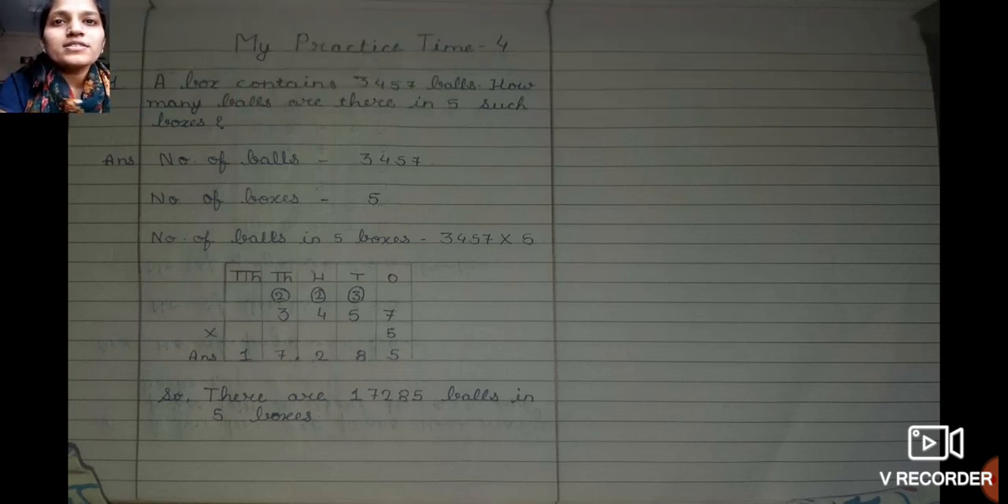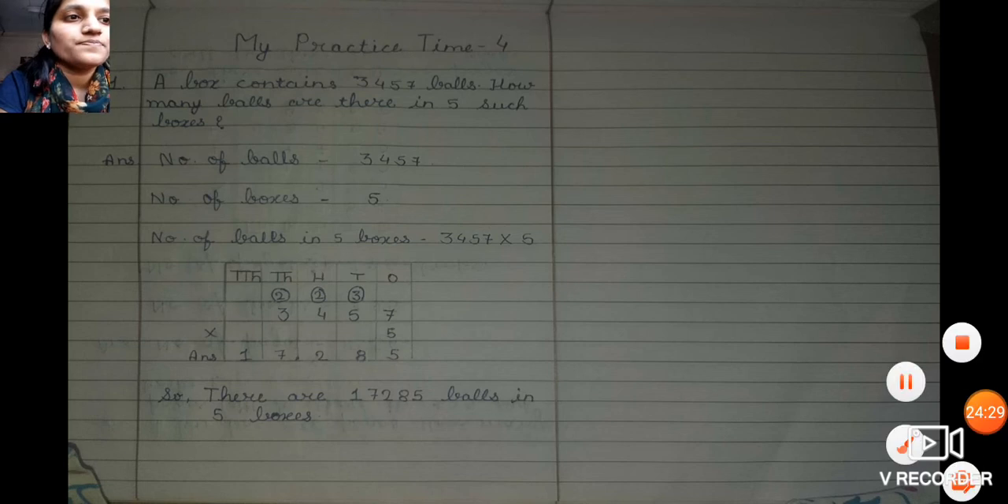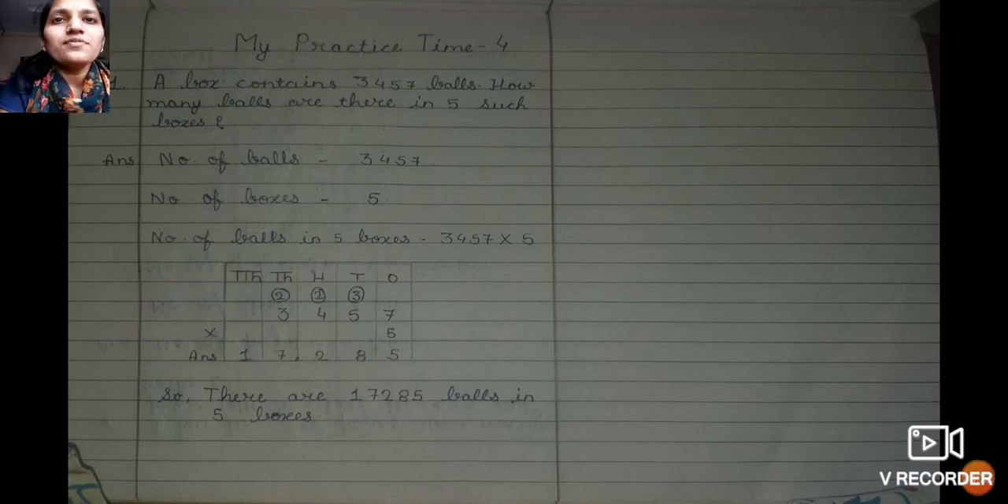A box contains 3,457 balls. How many balls are there in 5 such boxes? So students, first of all we are going to write the number of balls. You also write in your CW. Then we write the number of boxes. There are 3,457 balls, and boxes are 5. So here we have the number of balls of one box, and we have to find the number of balls of 5 boxes.